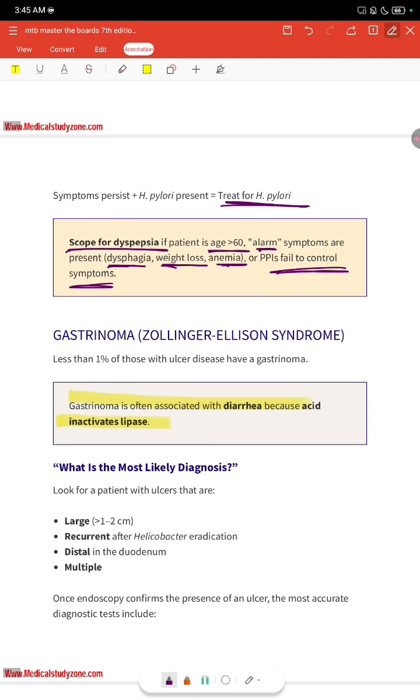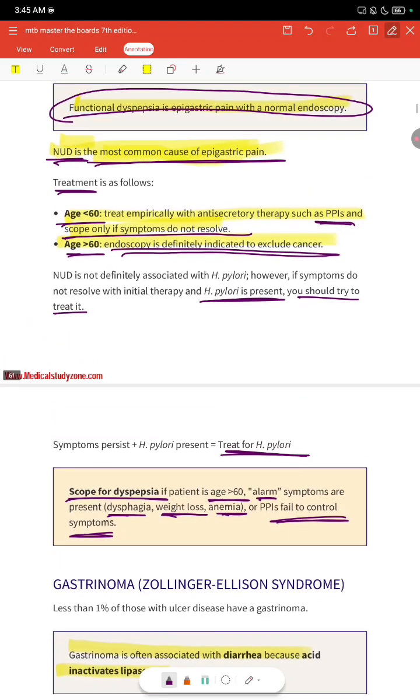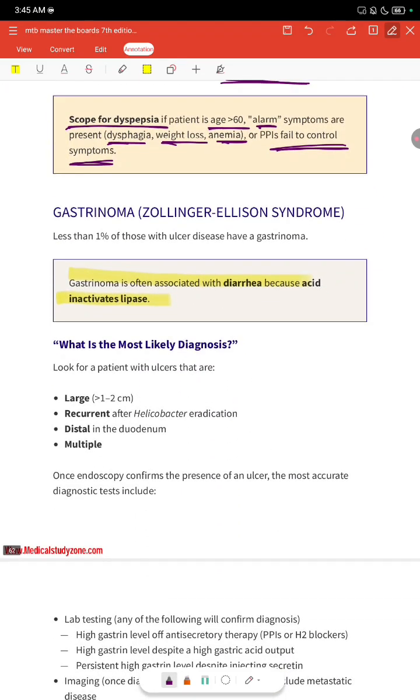In the case of non-ulcer dyspepsia, functional dyspepsia. Gastrinoma, Zollinger-Ellison syndrome. Less than 1% of those with ulcer disease have a gastrinoma. Gastrinoma is often associated with diarrhea because acid inactivates lipase. And if the lipase is inactivated, it causes diarrhea.